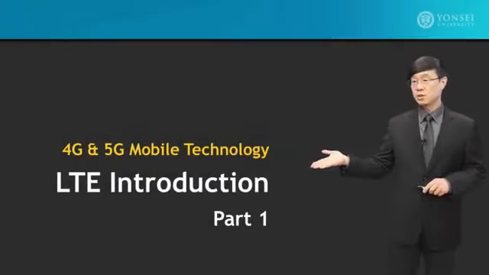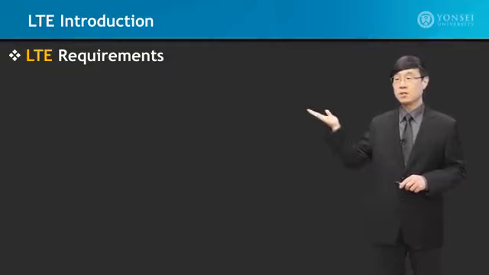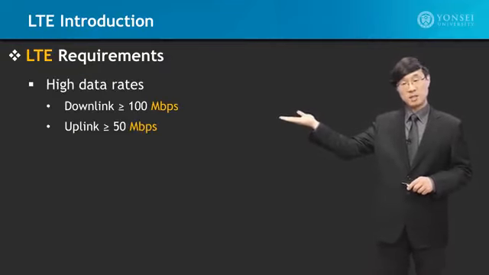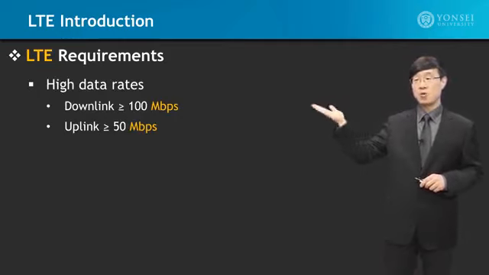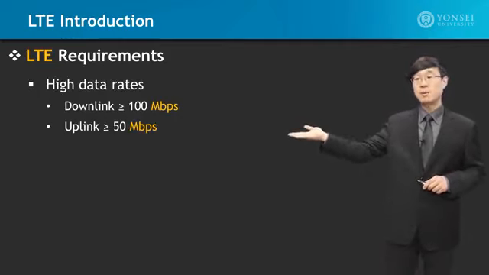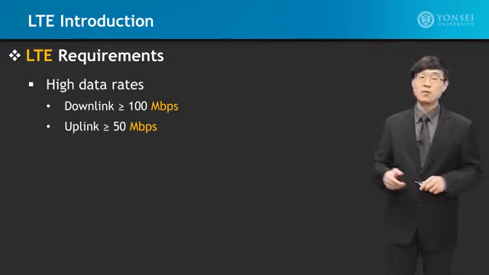We will now look into LTE Introduction, where LTE stands for long-term evolution. First, the requirements, which are based on the data rates. The downlink data rate target is 100 megabits per second, and the uplink data rate target is 50 megabits per second.